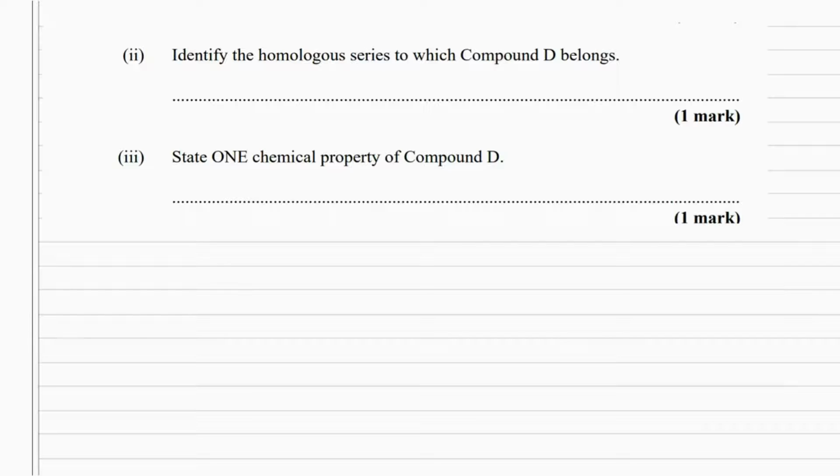Simple question. Identify the homologous series to which compound D belongs. We already stated this, right? So compound D belongs to the carboxylic acid homologous series, or sometimes it's called alkanoic acids. The same thing. State one chemical property of compound D.